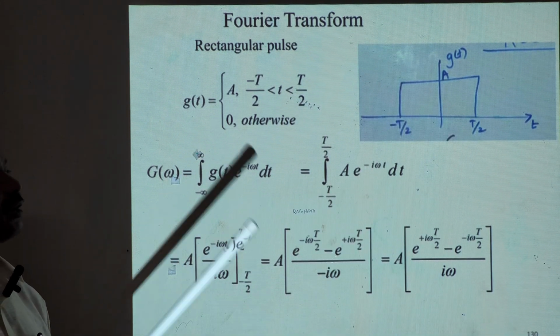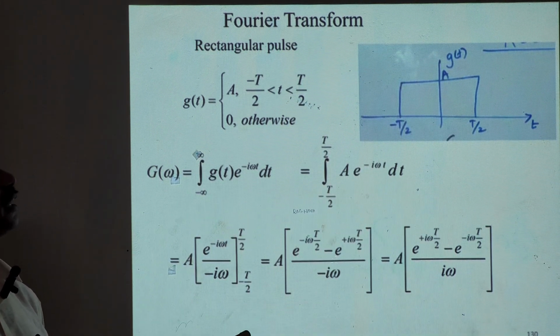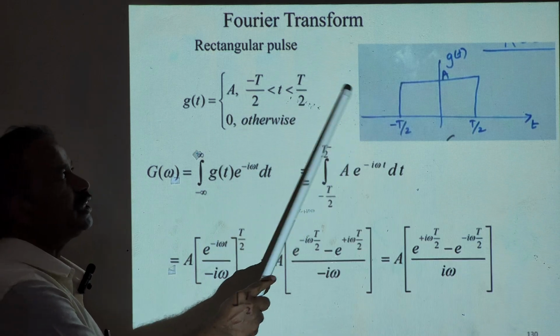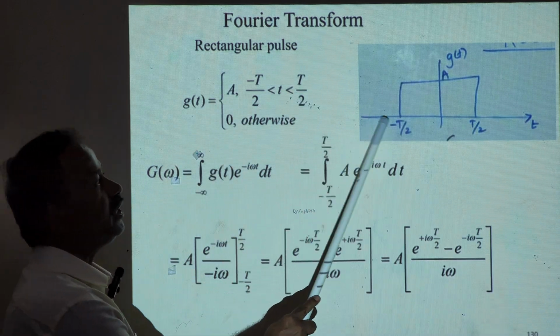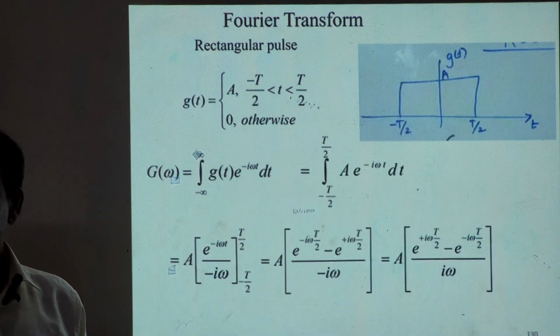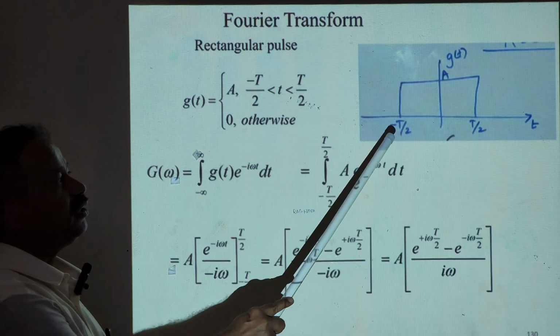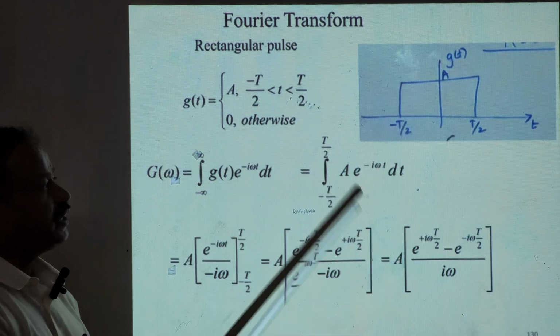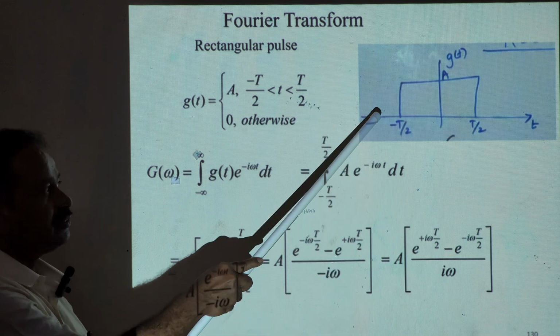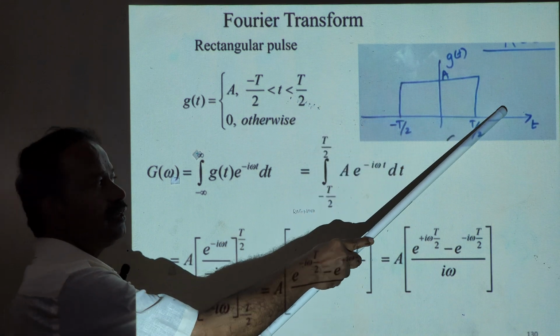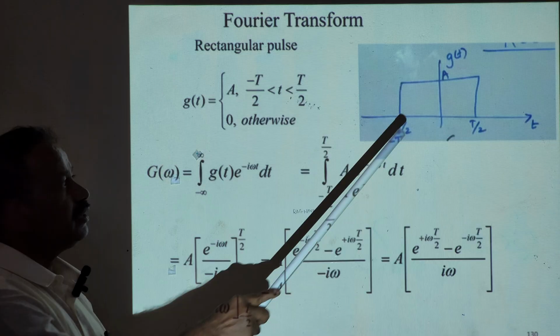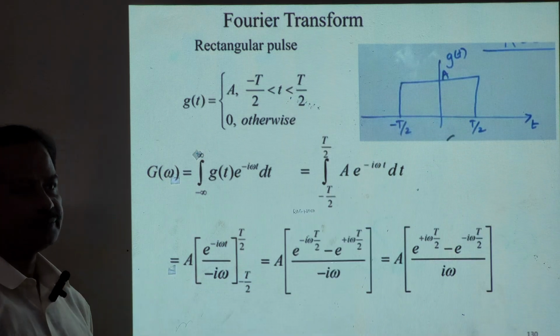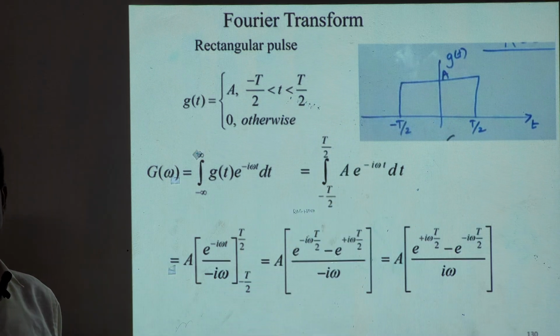Now we will solve some problems. You will learn what is Fourier transform. So this is a Fourier transform of a rectangular pulse. See here, we have a rectangular pulse. There exists a signal between minus T by 2 and T by 2. This is nothing but A. Else it is 0. Here it is 0, there is no signal. Here alone there is a signal. See here. So this is called a rectangular pulse.